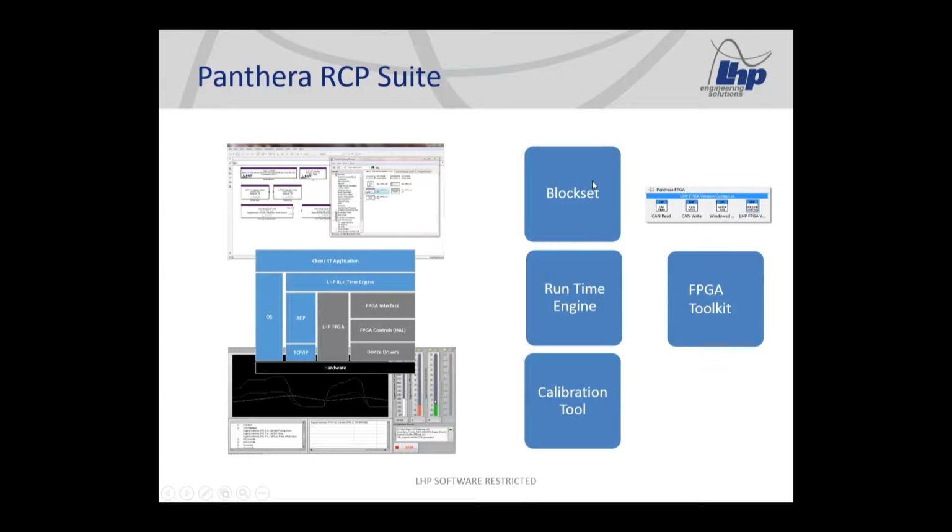The block set is used to develop the control models. The FPGA toolkit bridges the control model to the real-time hardware. The runtime engine enables the model to be executed on the hardware. And the LHP Calibra calibration tool enables the operator to manipulate the control and the data in real time.